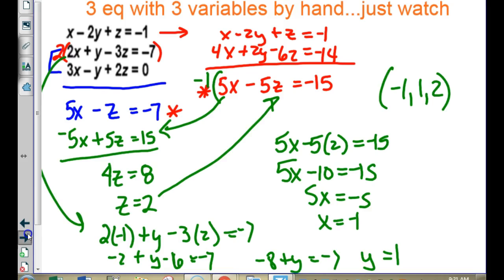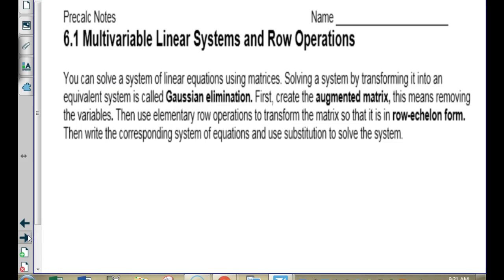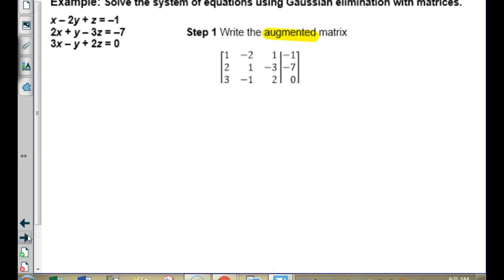Okay. Now, I want to show you how I learned what's called Gauss-Jordan elimination method when I was in school. We learned to use matrices, okay? What you're going to do is write what's called an augmented matrix. You're just going to get rid of all the variables. Everybody see where these numbers come from? 1, negative 2, 1, negative 1. That's the first row. 2, 1, negative 3, negative 7. That's the second row. 3, negative 1, 2, 0. That's the third row. This little line, it's usually a dotted line here, just represents that's where the equal signs were. Okay?